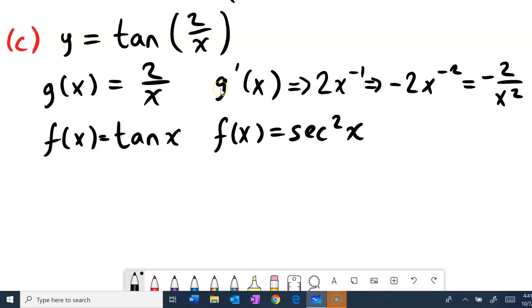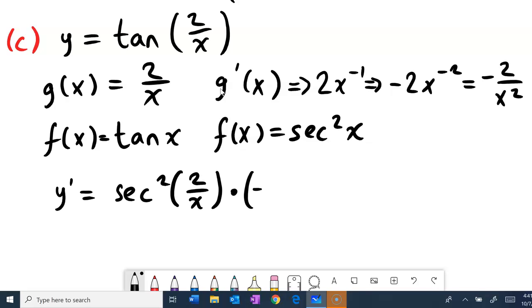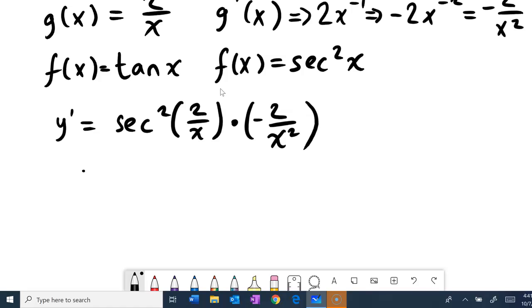And now we can find what y prime is. Y prime is just the derivative of the outside, secant squared, of whatever was on the inside, keep it the same, but then you multiply by the chain, which is this. And then I guess make it look nicer.